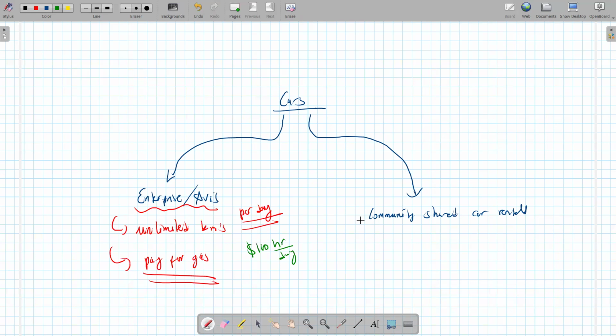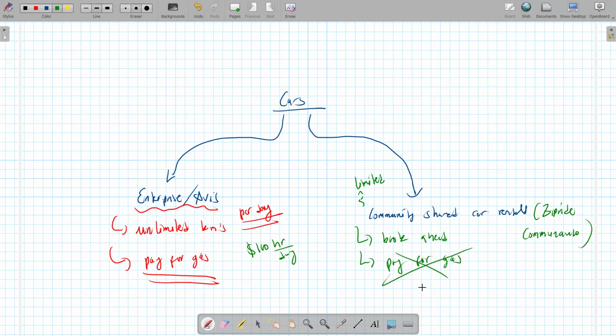Whereas an example of this is ZipRide. There's a bunch of these companies, like tech companies. One famous one, especially here in Ontario, is Communauto. This one is very limited. It has a limited number of cars, so you usually have to book ahead of time. But you don't have to pay for gas. Gas is included. And this one will cost you around $50 per day.